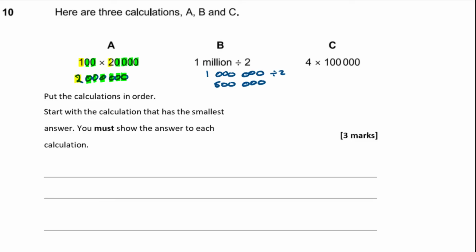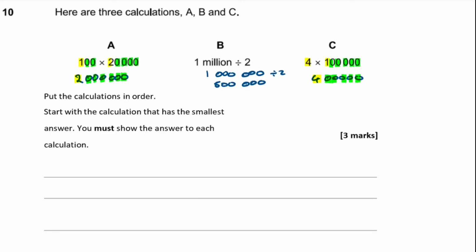And then C, 4 times 100,000. Again, going to multiply the digits together. 4 times 1 is 4. And then I'm going to count the number of zeros. 1, 2, 3, 4, 5. And add those on the end. Okay, so I got the 4 from the 4 times 1, and I got all the zeros from the zeros.